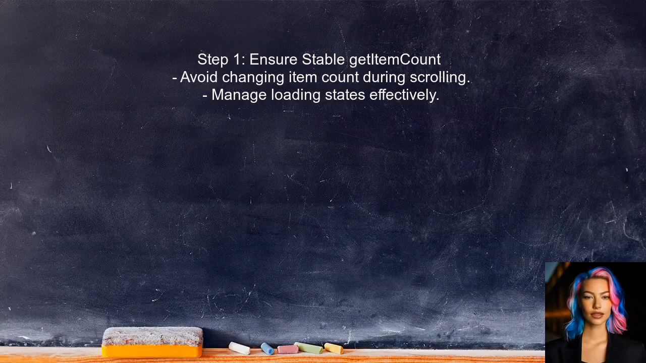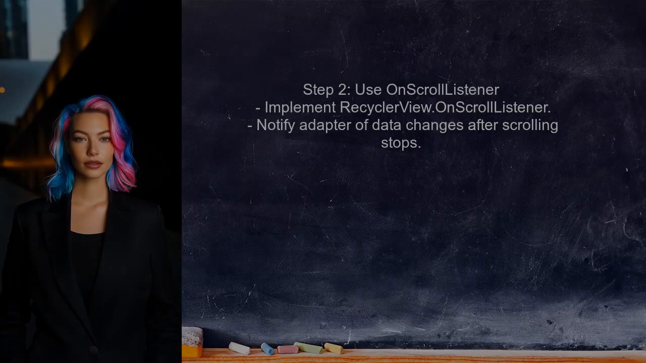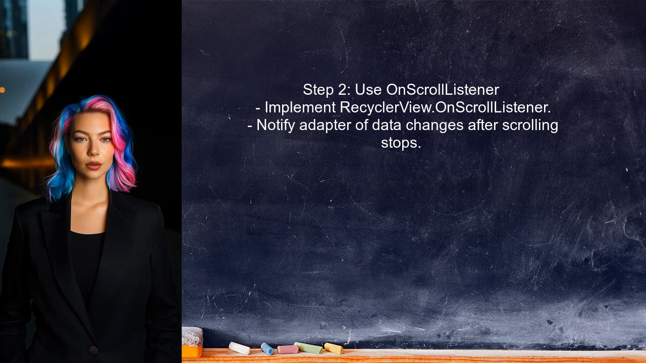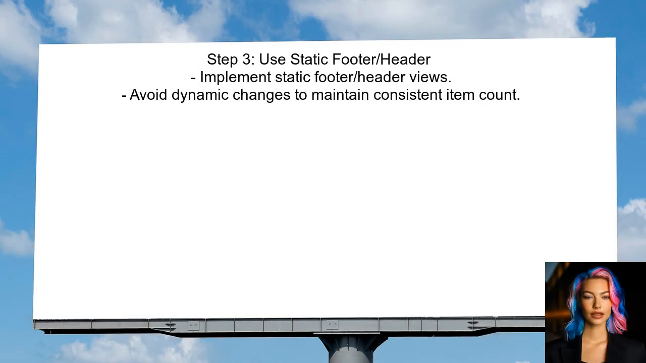To address the inconsistency issue with the RecyclerView, the user should first ensure that the getItemCount method is stable and does not change while scrolling. This can be achieved by managing the loading states more effectively. Next, the user should implement a mechanism to notify the adapter of data changes only after the scrolling has stopped. This can be done using a RecyclerView on-scroll listener.